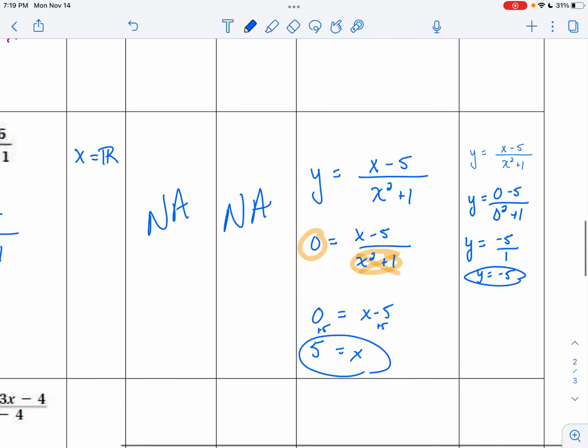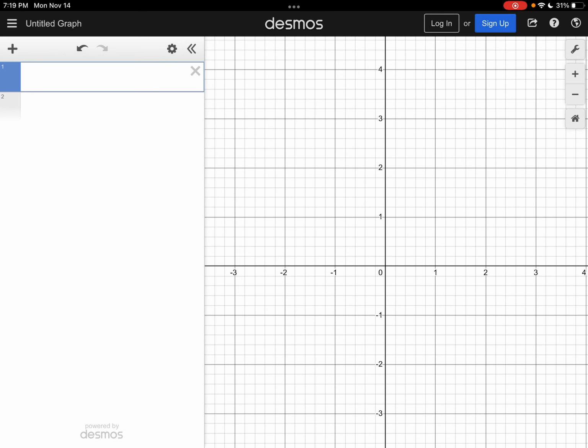So 5, negative 5. Sometimes I get nervous when I haven't... What, that you're wrong? Yeah, I don't like being wrong.